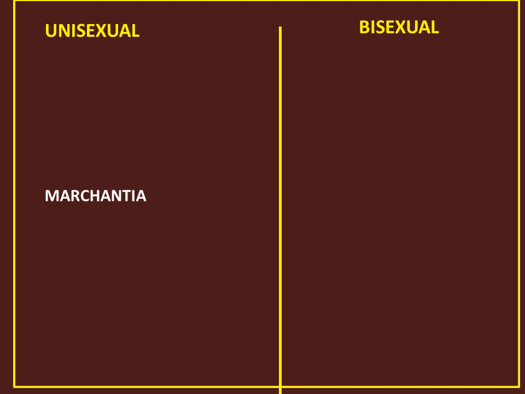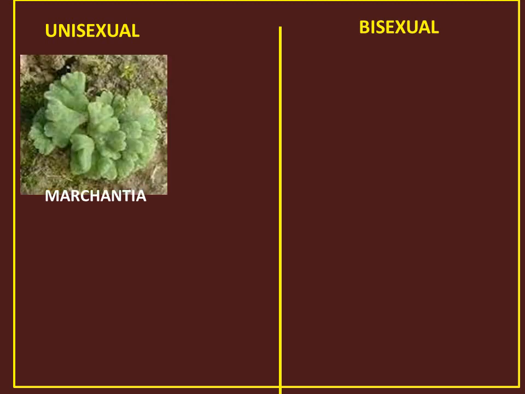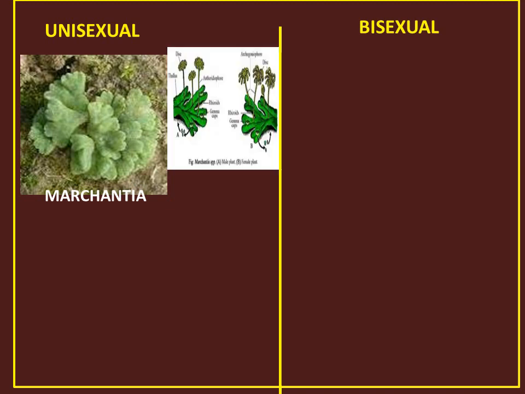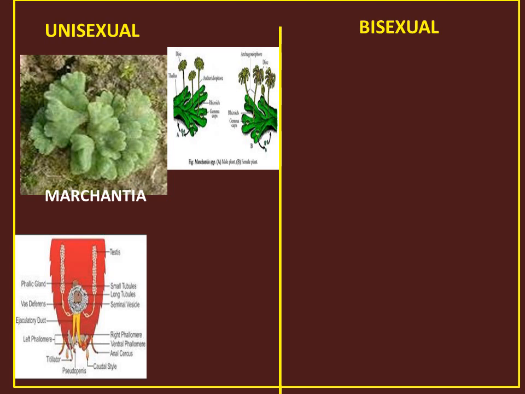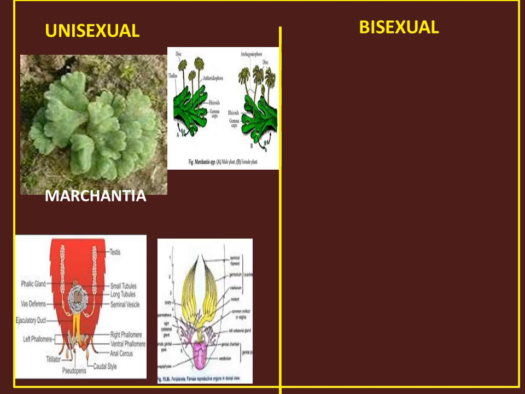Unisexual. Marchantia is a liverwort. In Marchantia, you can see the male sex organs and the female sex organs are present on two different plant bodies. This is a picture of a cockroach. Male cockroaches have only testes and female cockroaches have only ovary.